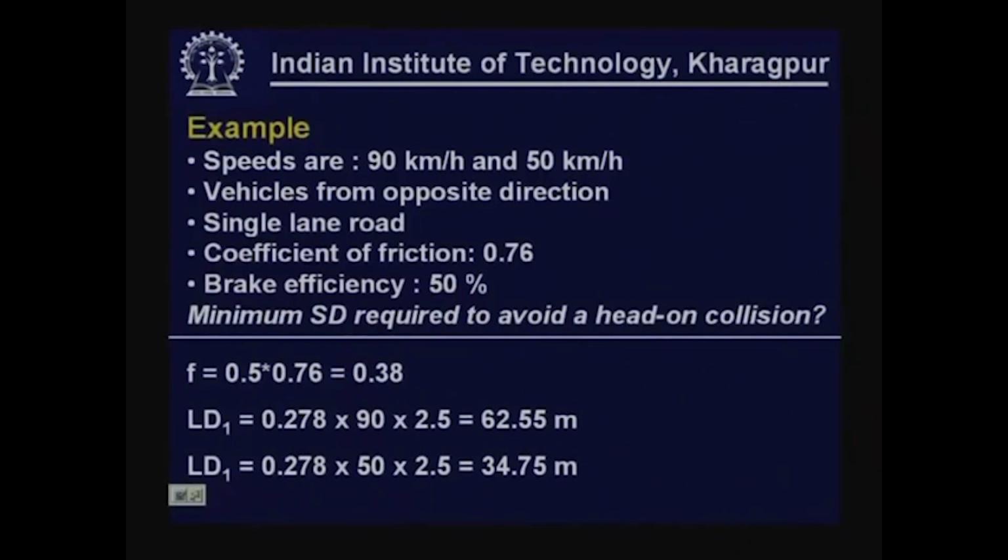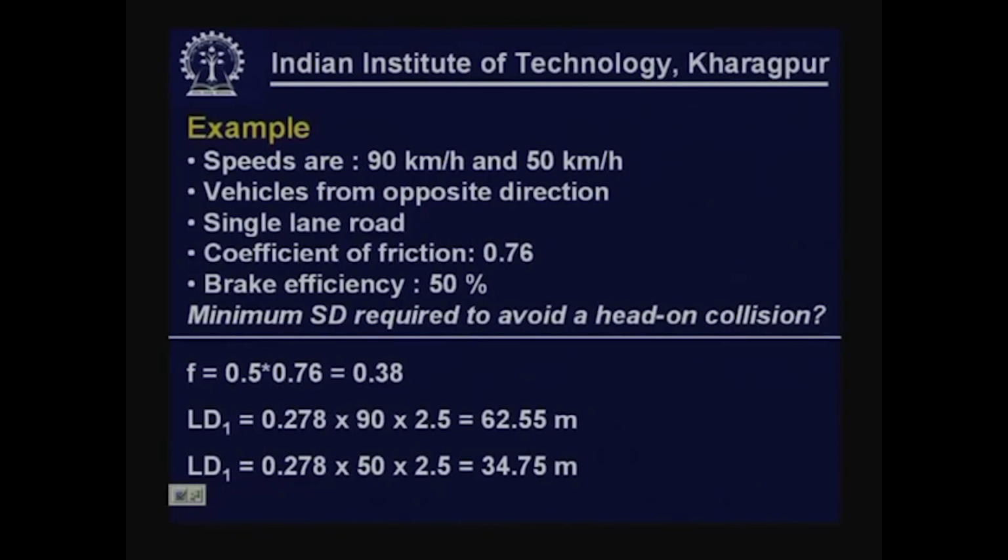Let us take an example. Let us consider two vehicles which are approaching each other. One is travelling at 90 km per hour, the other is travelling at 50 km per hour, and it is a single lane road. That means it is a narrow road. The coefficient of friction is 0.75, but brake efficiency is only 50%. Now, what will be the minimum sight distance required to avoid a head on collision?